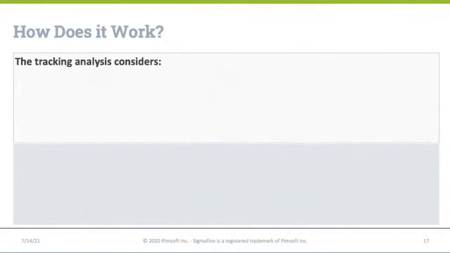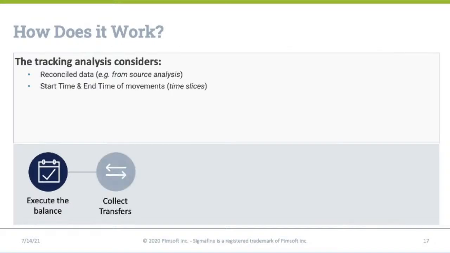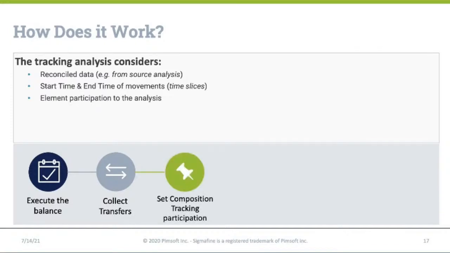So how does it work? The tracking algorithm considers the following. First step is to execute the balance, the use of reconciled data for good results. Second is to collect all the movements within a certain time. This can be done setting a 24-hour period. Then we decide which elements are part of the calculation. We can use the same model to use for the balance. There's no need to build another model.